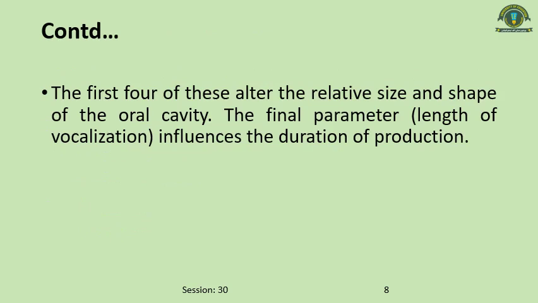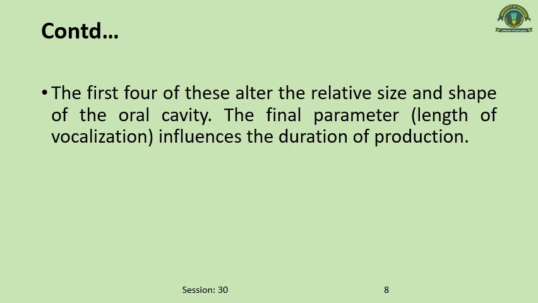But before we talk anything else, remember, we have to talk about 4 plus 1. We have talked about 5 main parameters when we are going to talk about English vowel sounds. Remember, the first 4 of these alter the relative size and shape of the oral cavity. I had a detailed analysis of 2 cavities: one is the nasal cavity, the other one is the oral cavity. Absolutely right. So there are 2 cavities which help us in the production of speech sounds.